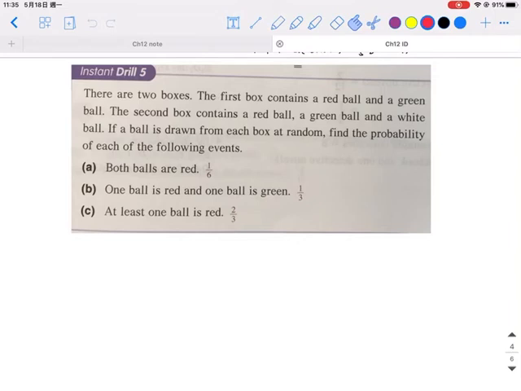Let me show you chapter 12, instant drill 5 to 7. Last time we learned the concept of tree diagram and tabulation.